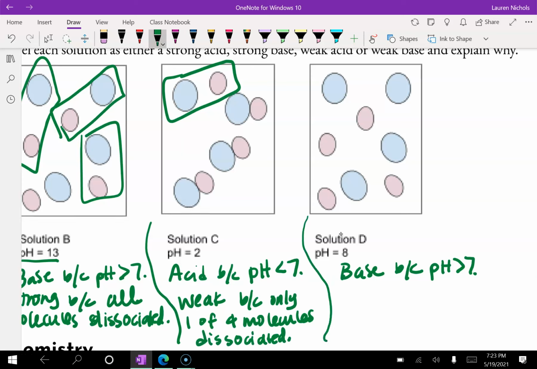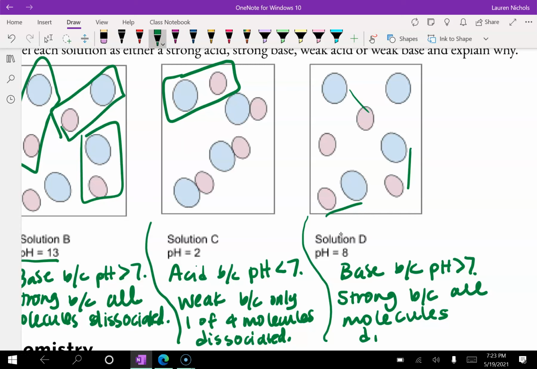And if we look at solution D, we see a pH of 8. You would think that that would be a weak base, but look, every single molecule has broken apart. So this is actually strong because all the molecules dissociated. So you have to break it up and use both pieces of information.